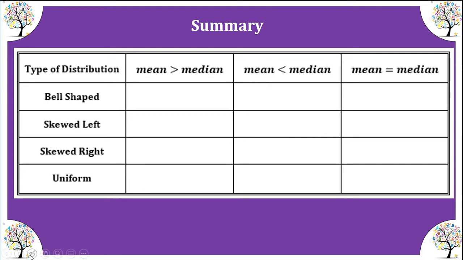So let's do a summary here. When we have bell-shaped, the mean equals the median. When we have skewed left, the data is being pulled to the left, the mean becomes less than the median. When we have skewed right, the data is being pulled toward the right, so this pulls the mean above the median. When we have uniform, the mean is the same as the median.